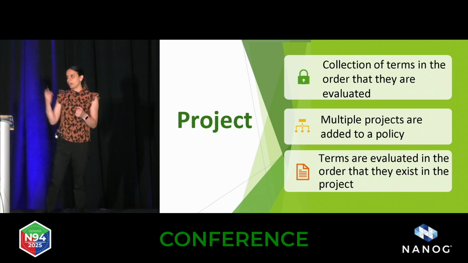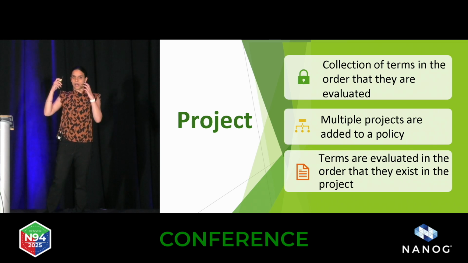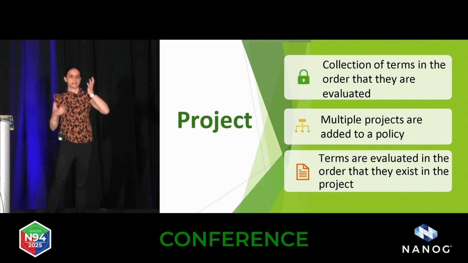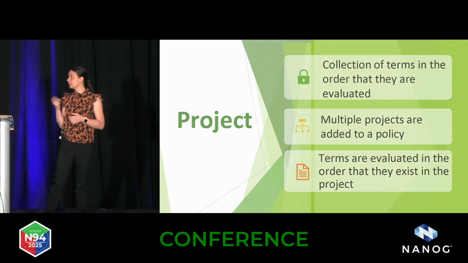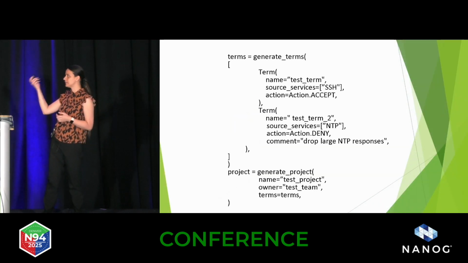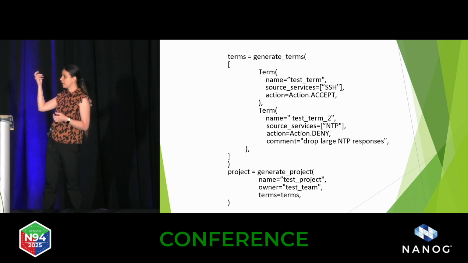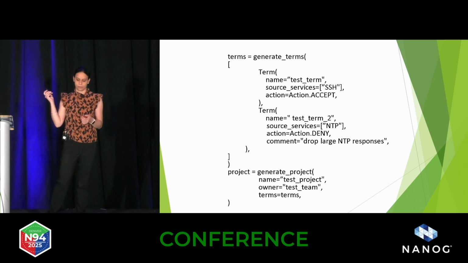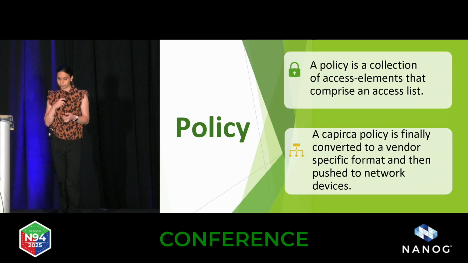Next is project. A project is a collection of terms that are evaluated in the order that they're listed. We follow a top-to-down approach, so whichever term is listed first is matched with the incoming traffic first, and then it is evaluated in that order. This is what a project looks like. If you see, there is a list of terms, each of which is evaluated one after the other. And then we finally end up generating a project, which looks like this.